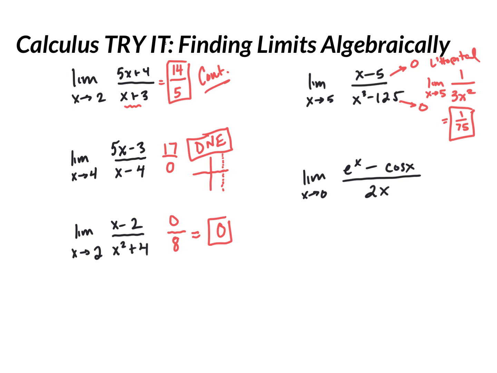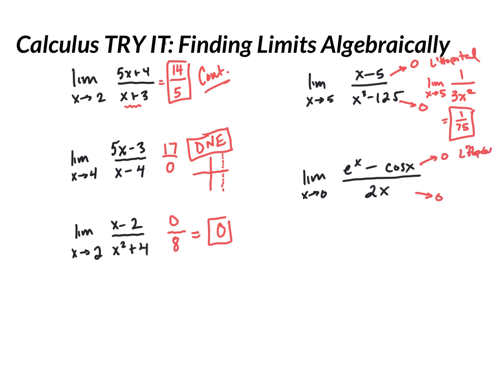Okay, evaluating this at 0. Well, e to the 0 is 1, cosine of 0 is 1, so I end up with 1 minus 1 on the top. 2 times 0 is 0. So once again, the top is going to 0 and the bottom is going to 0. So we can use L'Hopital.